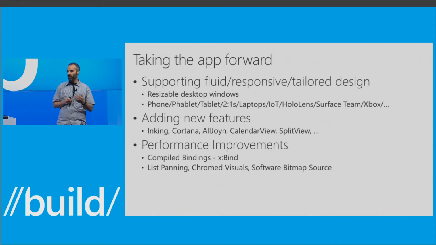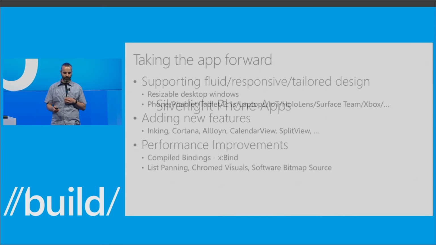And then performance. I mentioned that earlier. Good talk yesterday on compiled bindings. There was another talk a few days ago on compiled bindings. I'd recommend checking that one out. That's one you have to opt into. You have to change your bind to x:Bind, and that'll compile them and add a good amount of performance. That talk's by Sam Spencer. And then lastly, I list a couple more performance improvements you can opt into.